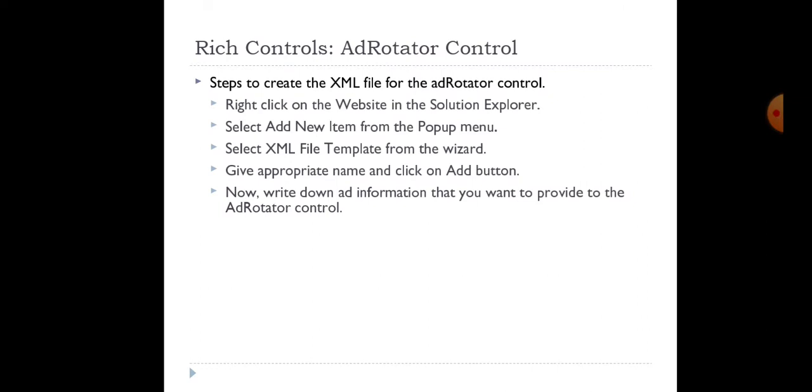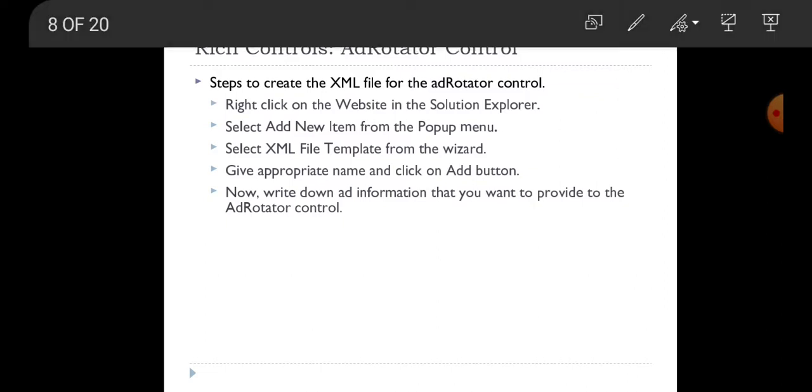Next, what are the steps to create an XML file for the ad rotator control? Just right click on the website in the Solution Explorer. From that, select Add New Item from the pop-up menu. Here we select the XML file template from the wizard. Give a name and click the Add button. Now you may write the XML file which consists of the various advertisements.